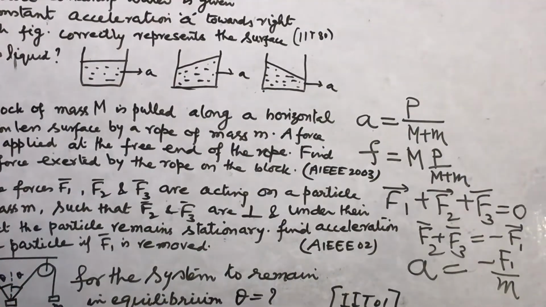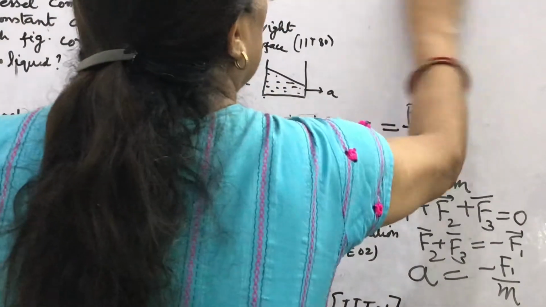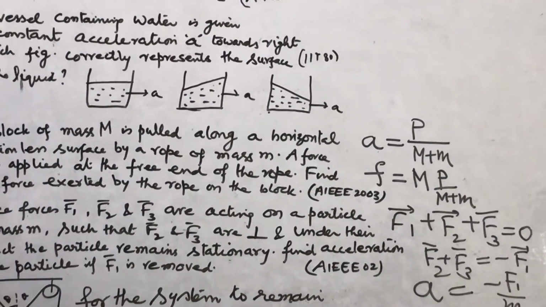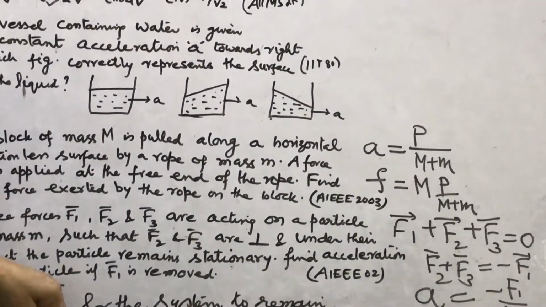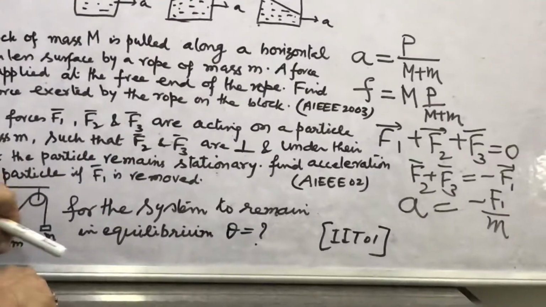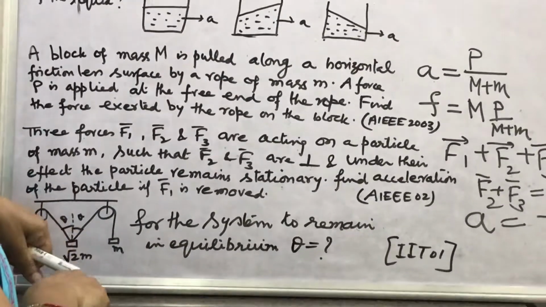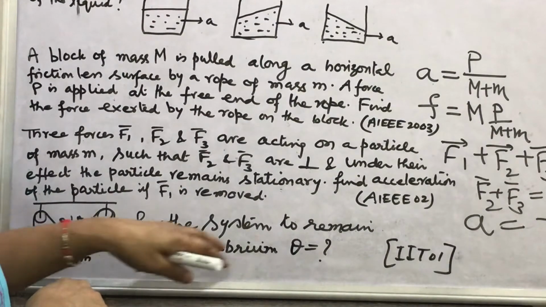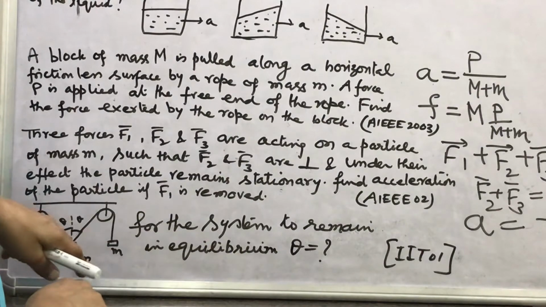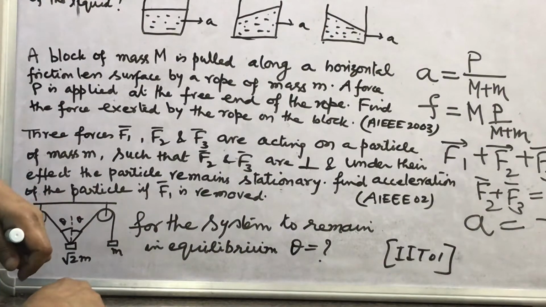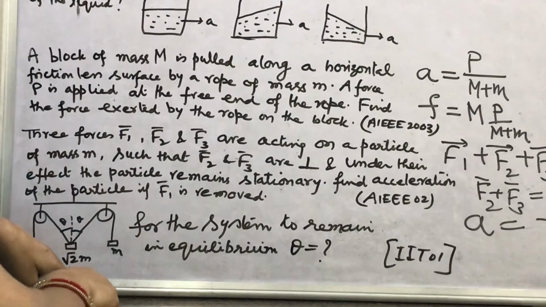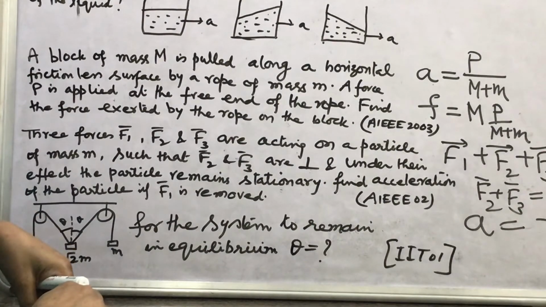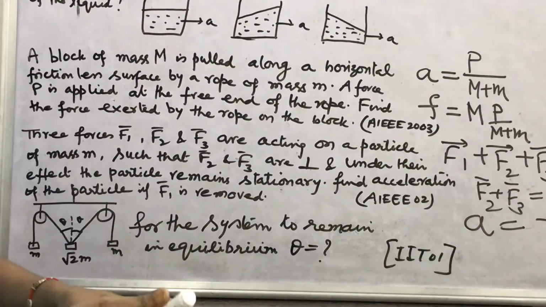Finally, look, I am drawing this question's figure here. It is given: 3 masses and 2 pulleys which are stationary, suspended from the fixed wall through the string. Look in the figure, for the system to remain in equilibrium, find the value of theta. Is it visible? Here I will draw the free body diagram for mass m and root 2m. How will you find the free body diagram?